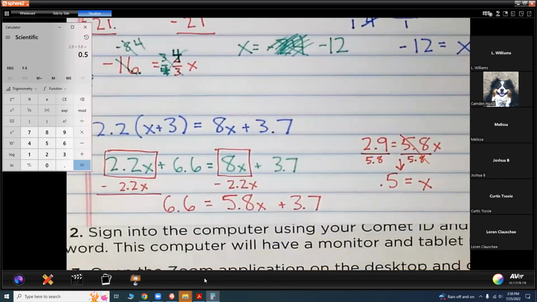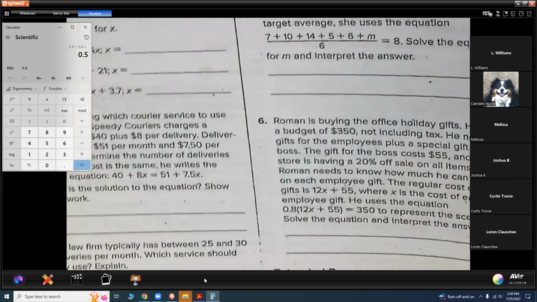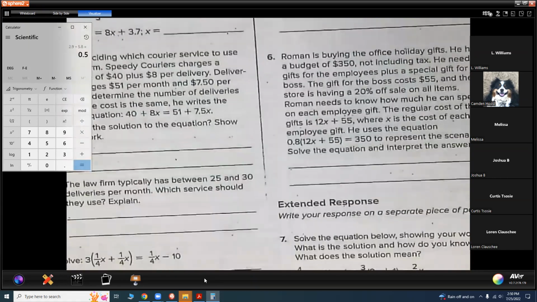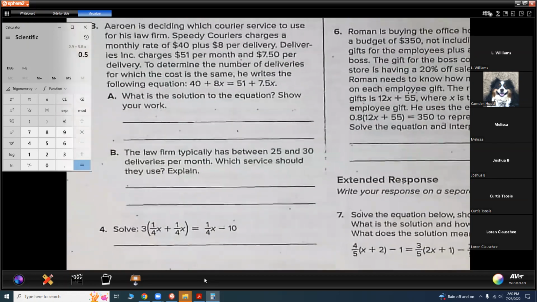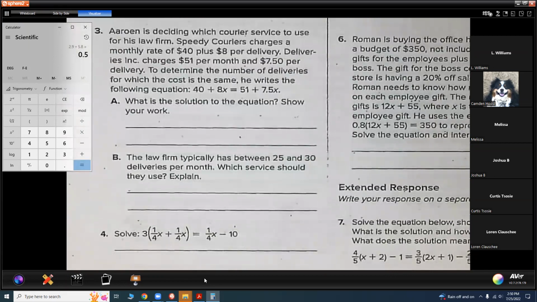All right, how's everyone feeling? Go ahead and work through the remaining problems 3 through 7 on this page. See how much you can get through in the last 10 minutes of class, and then we'll get going from there.